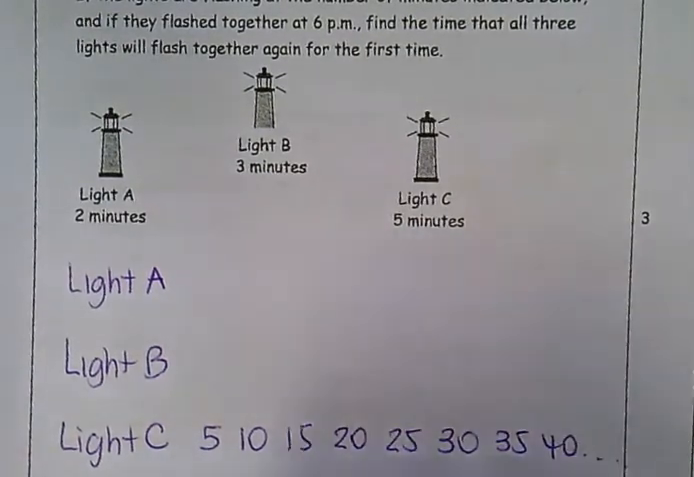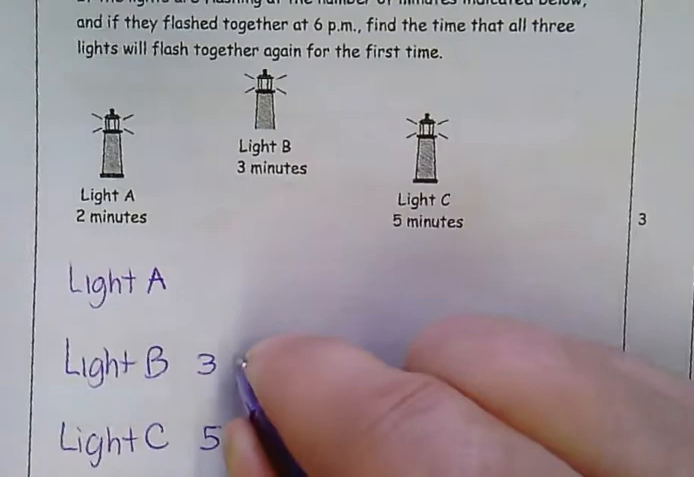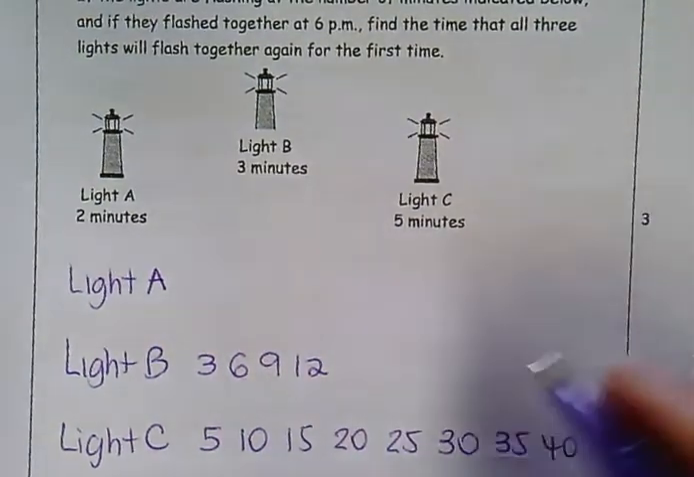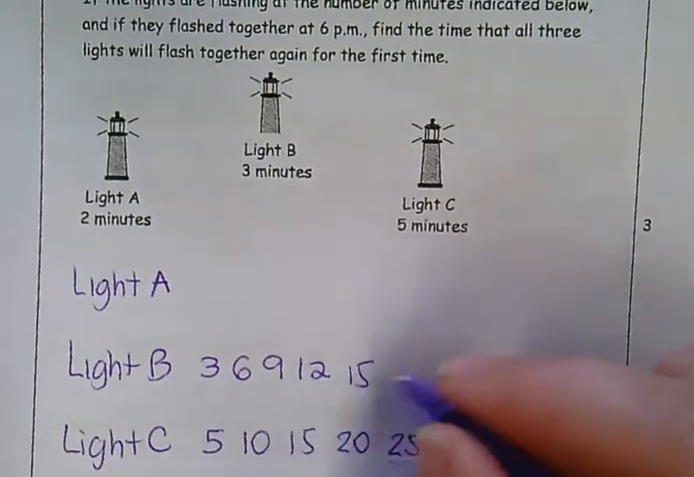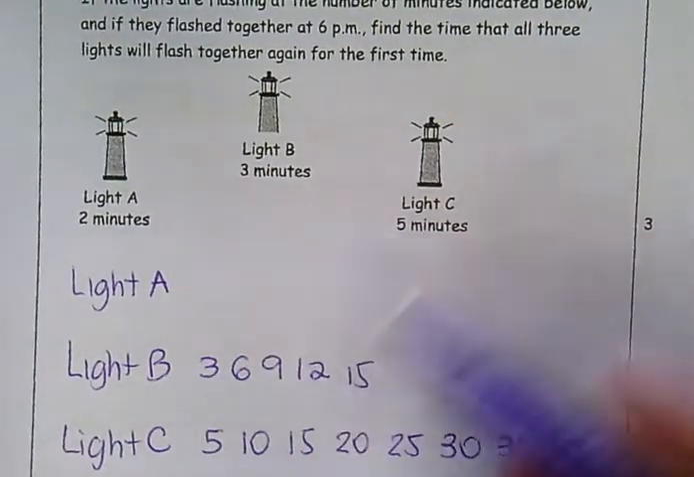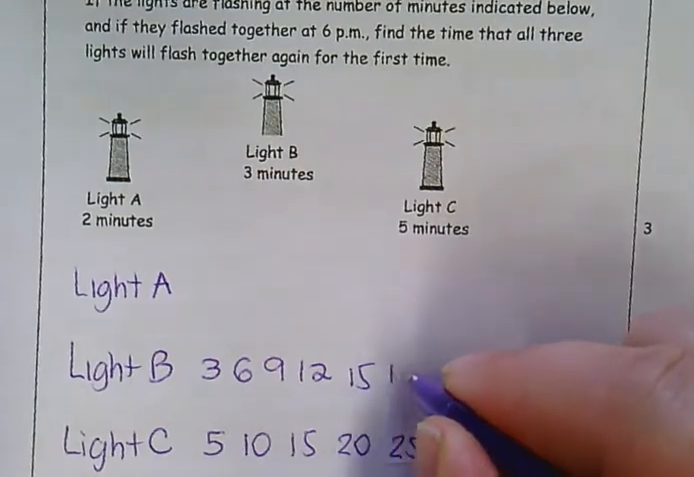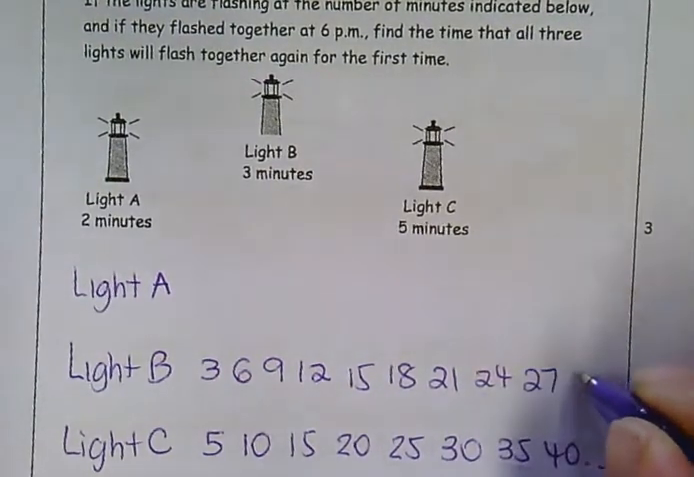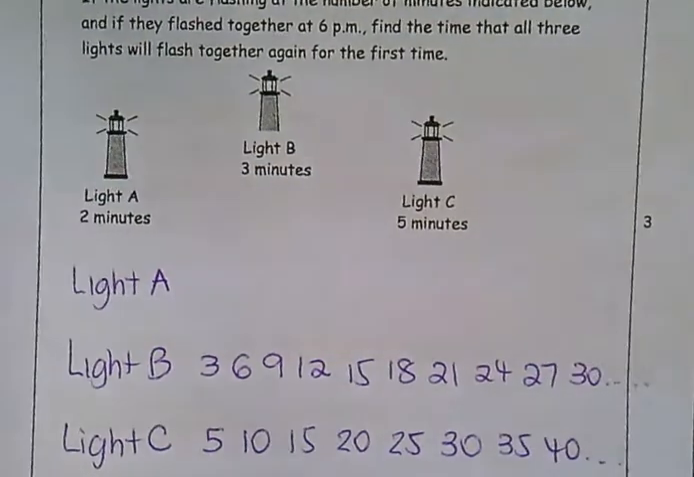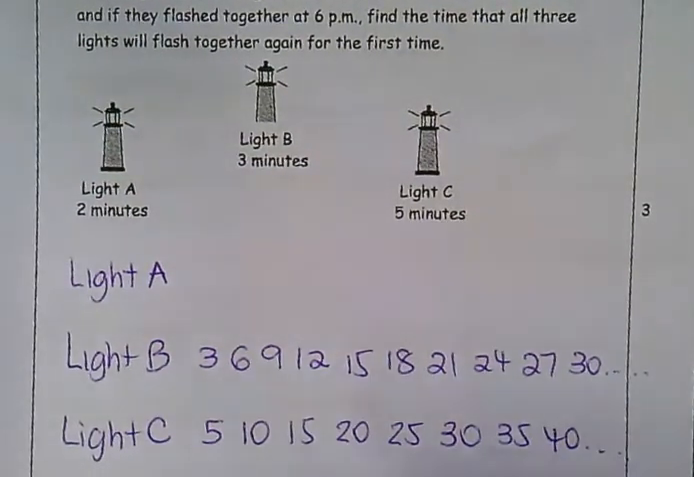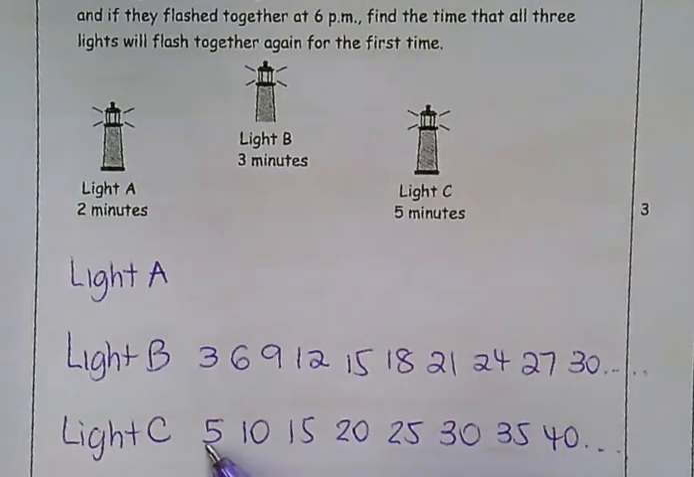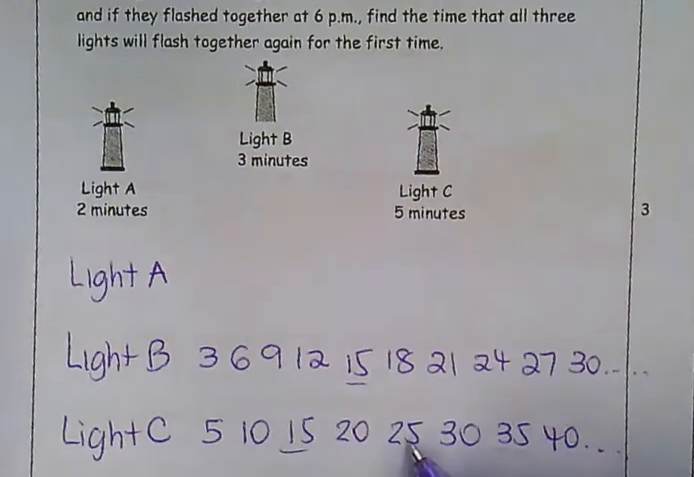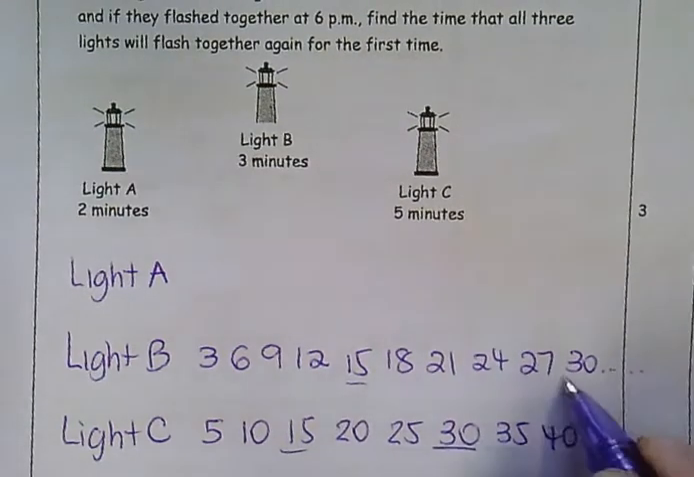Let's look at light B. It flashes every 3 minutes. So counting 3, then it will flash after 6, 9, 12, 15. Now that's in common, but I don't think the 2-minute light will go off at 15. 18, 21, 24, 27, 30. I'm just going to stop there for a minute. Okay, so let's see what's in common. 5, 10, no. 15's in common. 20, no. 25, 30 is in common.